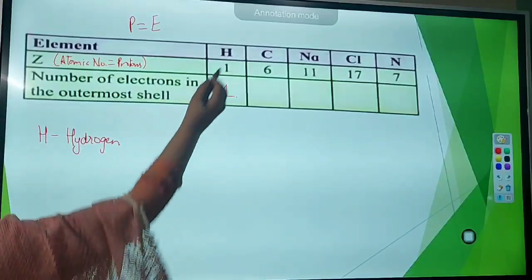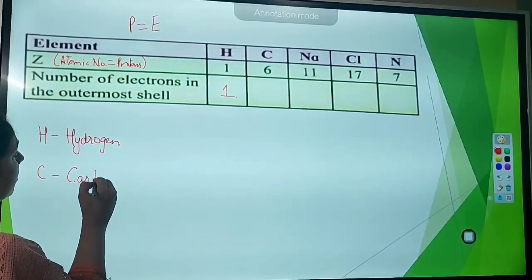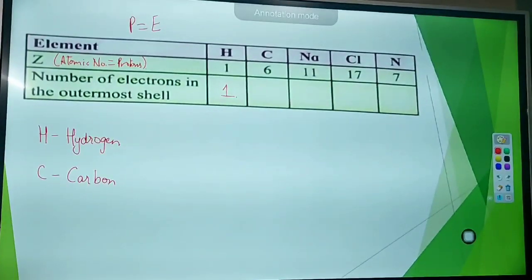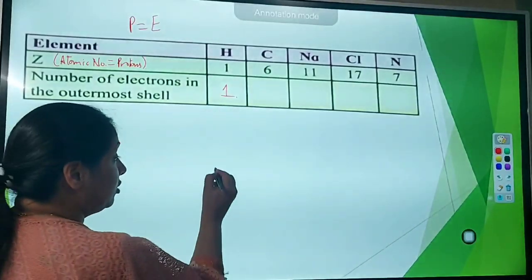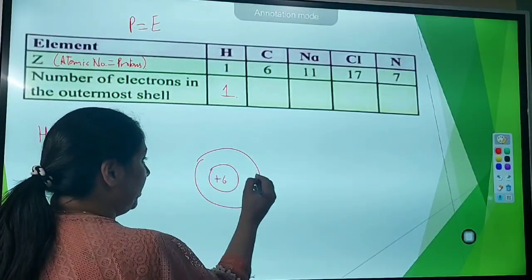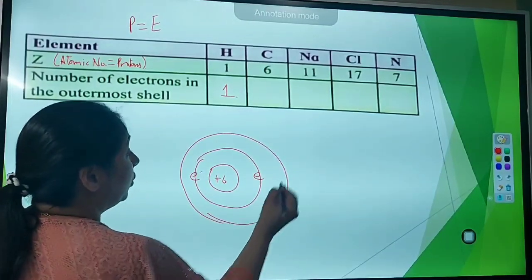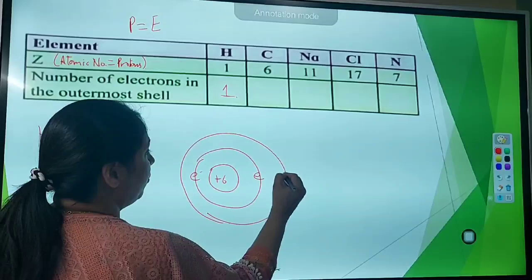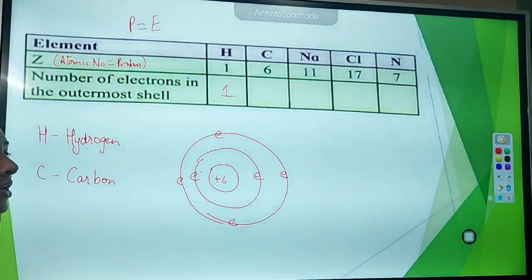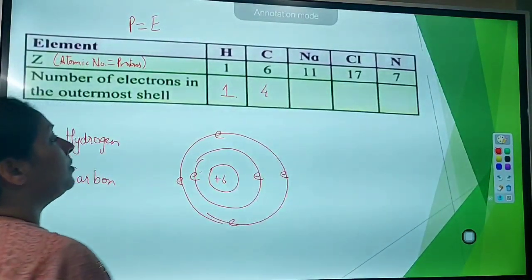Number of electrons in the outermost shell only. Next is C. Which element? Carbon. Carbon has six protons. That means 6 electrons. So this is my nucleus. I have 2 in the first shell. 6 में से 2 गया 4. 1, 2, 3, 4 in the outermost shell. So how many electrons in the outermost shell, children? 4.